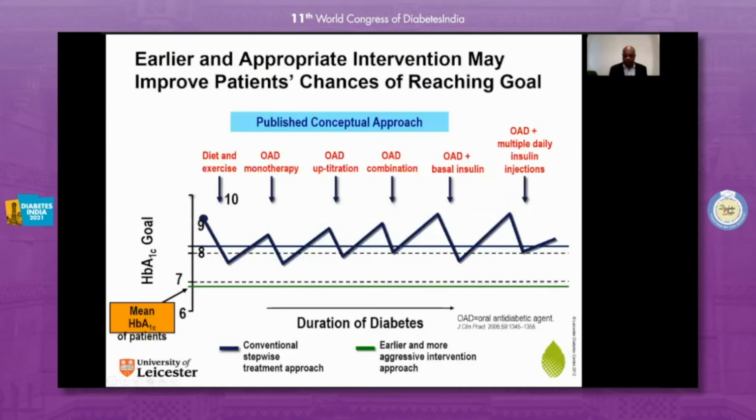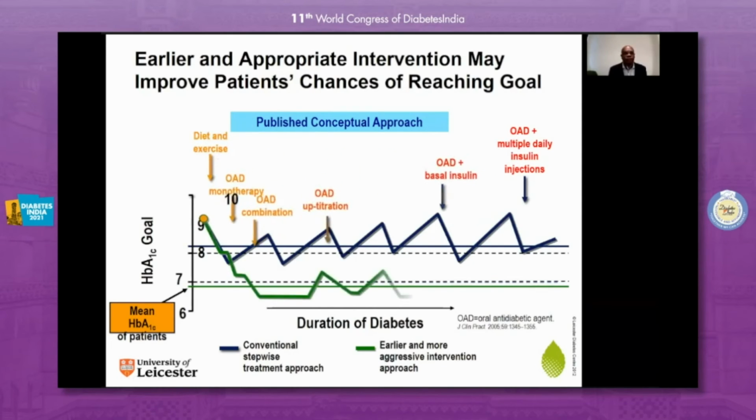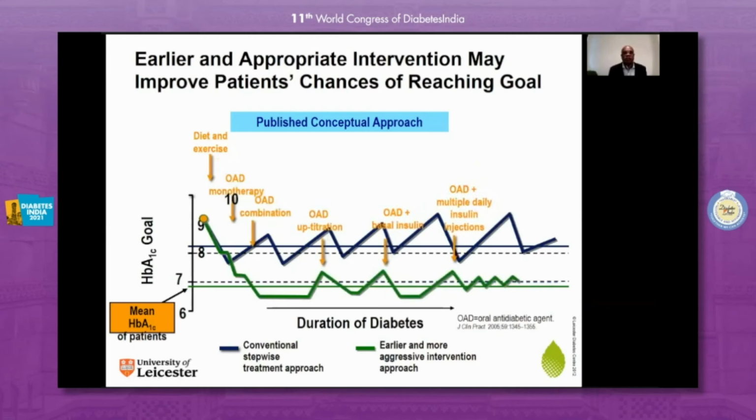Yeah. So at the moment, what is happening is that with a stepwise approach, we have baseline A1C at somewhere around 8% or even more in some cases for a long time. What we need to do is to get primary care colleagues to push this curve all the way down and leave it there for as long as possible. This way we can achieve a flatter, smooth A1C without fluctuations and prevent those complications.